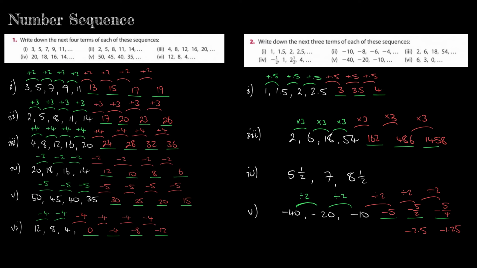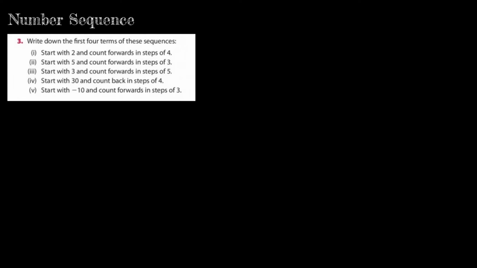Okay. For the last one, 6, 3, 0. So I'm subtracting 3, subtracting 3. So the next one will be minus 3, minus 6, minus 9. Okay, so we'll skip on there to the next one, which is question 3. I get you to try question 3.